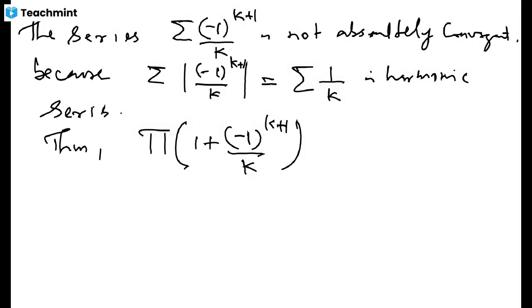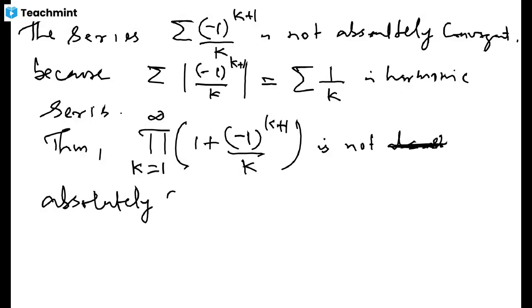This infinite product, you can take k from 1 to infinity, is not absolutely convergent. So you have this counter example which tells you that absolute convergence implies convergence, but convergence doesn't imply the absolute convergence.